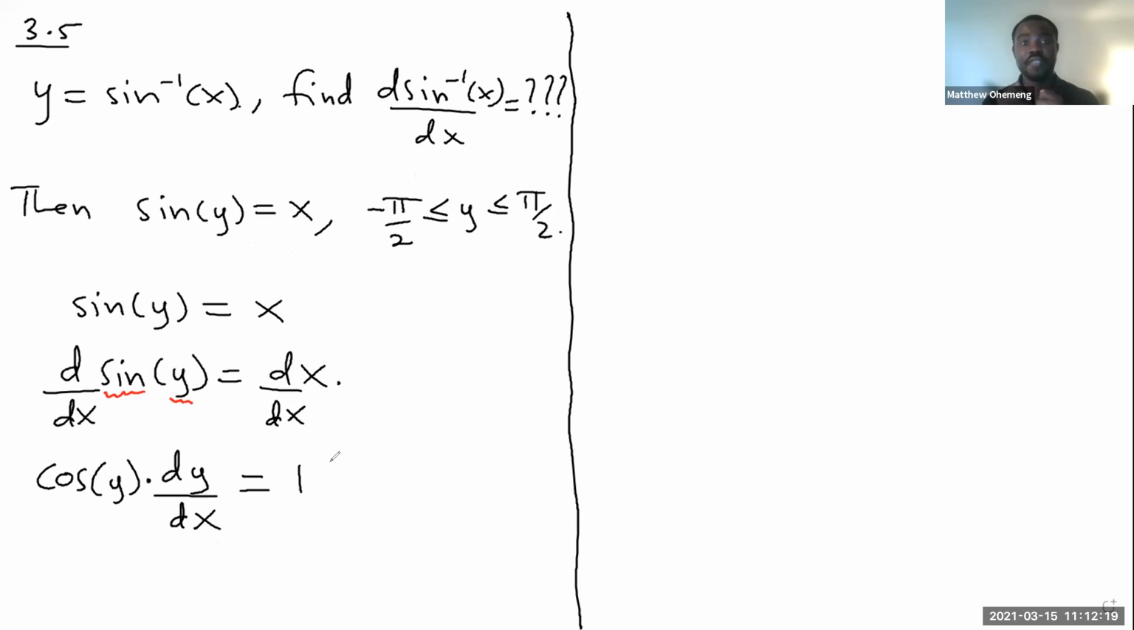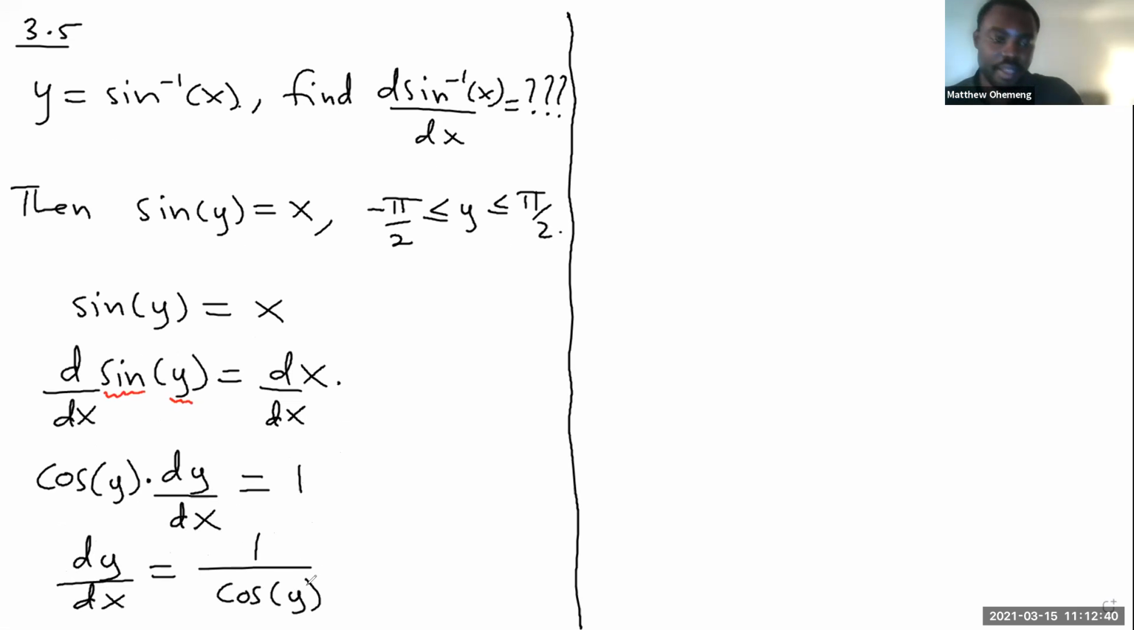But the question is asking for dy over dx. So we just solve for dy over dx the way we do in the normal implicit approach. We know that dy over dx is equal to 1 over cosine of y. Now the question is, do we end here? And the answer is no.